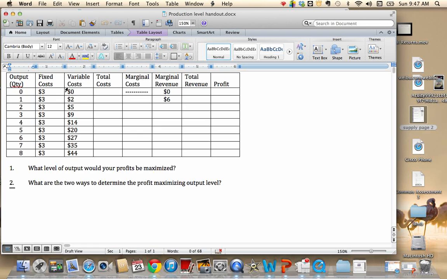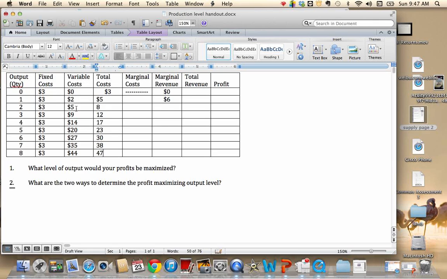So we can see here that fixed costs plus variable costs are going to equal your total costs. So when we're making 0, we still have $3 worth of costs. When we make 1, we have $5 worth of costs. When we make 2, we have $8 worth of costs. When we make 3, we have 12, then 17, 23, 30, 38, and then 47.